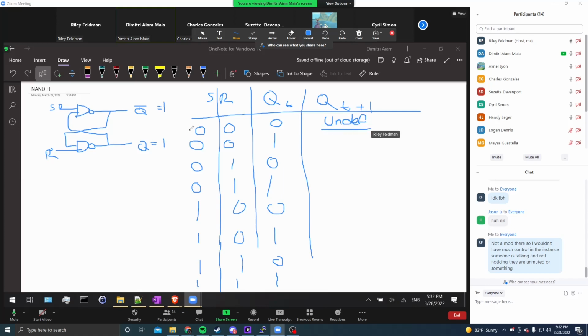Because as you know, with these, your complements have to be opposites of each other. Q is the complement of Q complement. So they have to be either 1, 0 or 0, 1. So in this case, it's undefined.